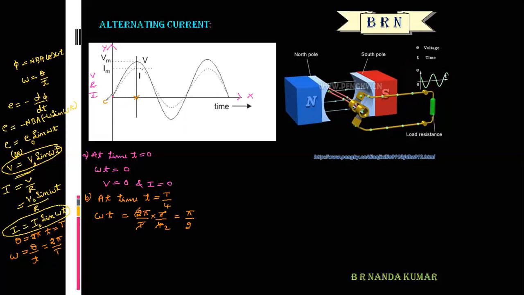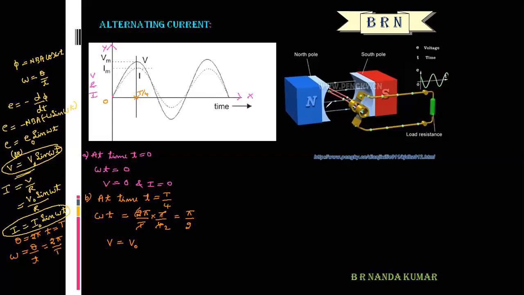Here the time value is 0. At this point, time is t divided by 4. So what amount of voltage and current is induced in the coil? That is very important. The voltage induced in the coil, V, is equal to V naught sine 90. Sine 90 is 1. That means the maximum value of voltage is induced in the coil. At time t equal to T by 4, the voltage induced in the coil becomes maximum.